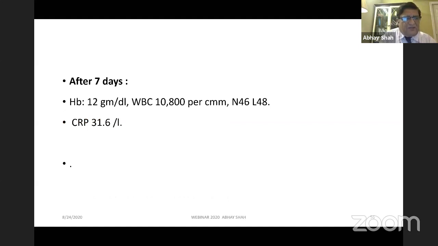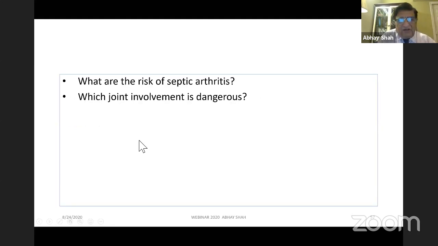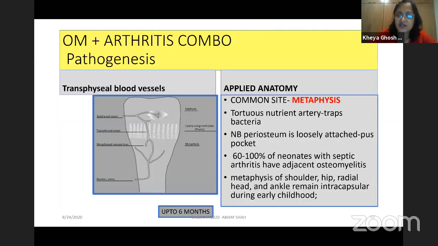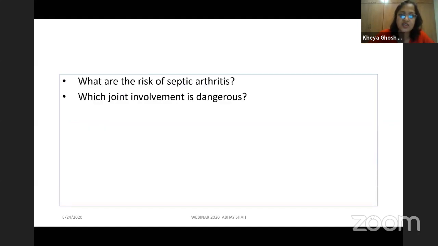After 7 days of therapy, the child was all right, and CRP was 1.5. As far as arthritis is concerned in a newborn, which joint involvement is dangerous? Anyone can take. Dr. Daru, do you want to take this? The hip joint is the most dangerous, sir. Yes, sir. Dr. Kheya, what do you think? The weight-bearing joints, the hip and the knee, are usually the joints involved, and these are the joints which have a synovium. Within the synovium, the metaphysis is there.